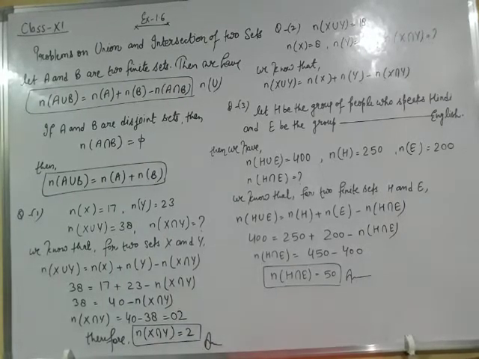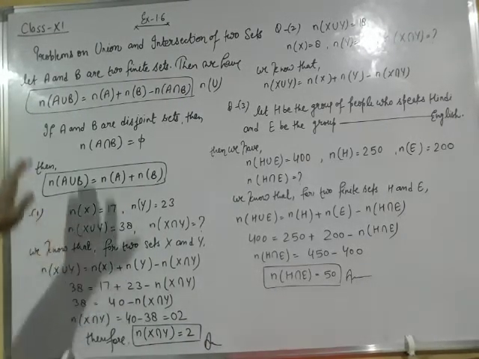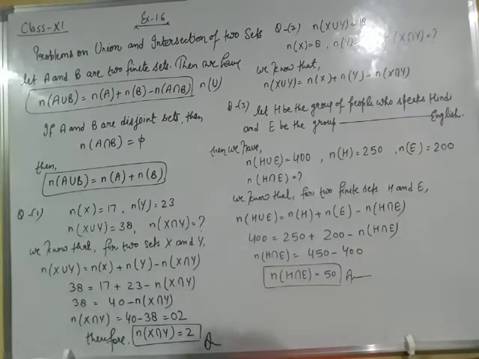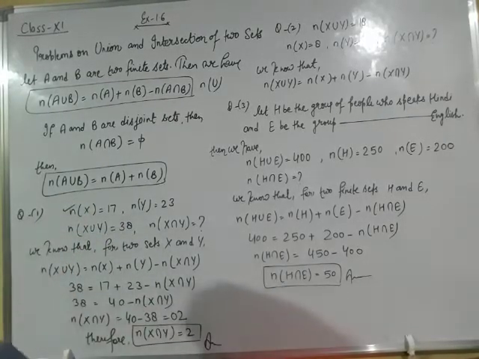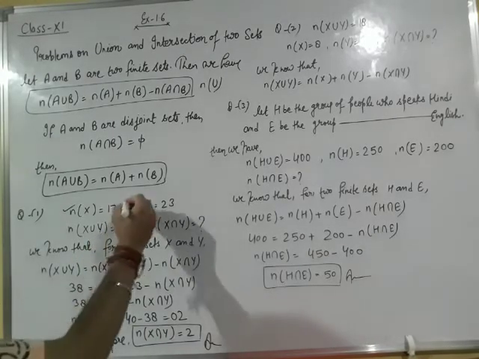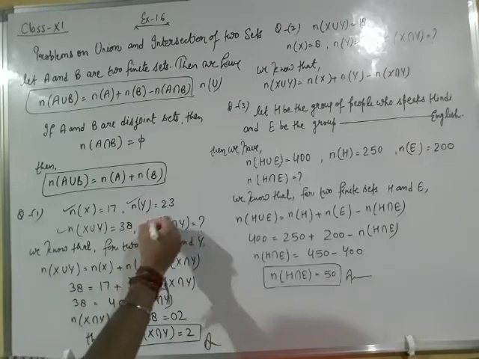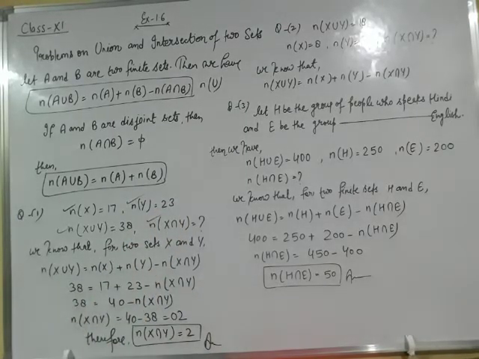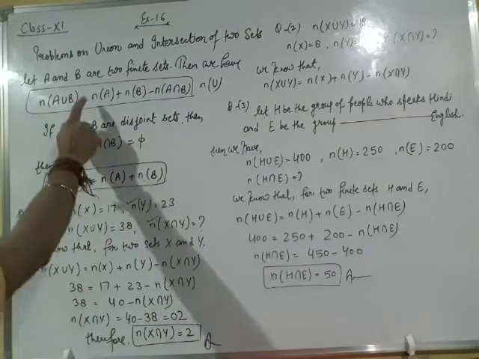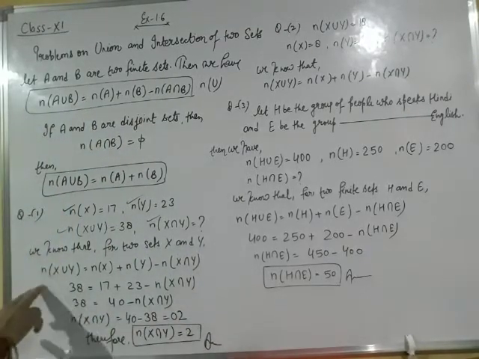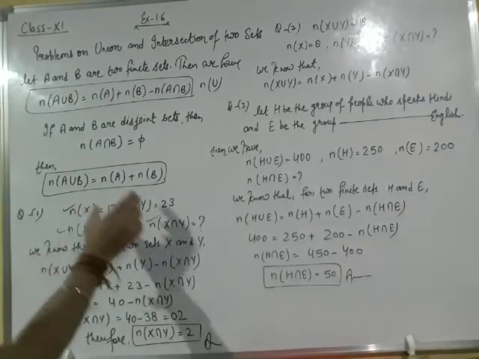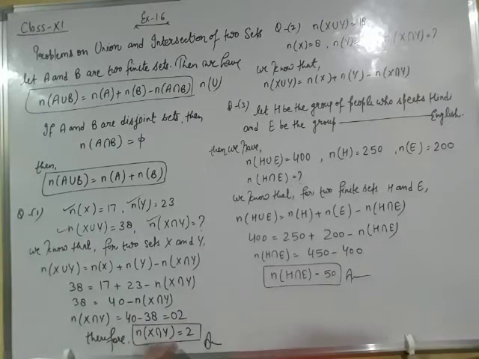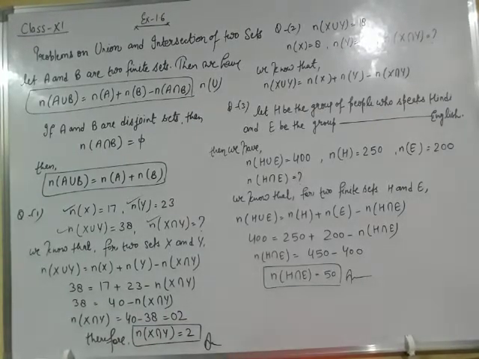So how do you get to know that you have to apply this formula here? Try to concentrate your mind on what is given to us and what is being asked. First part n(x), second part n(y), third part n(x union y), and we have to find the value of n(x intersection y). These 4 terms are present in this formula, so we will apply it. n(x union y) is equal to n(x) plus n(y) minus n(x intersection y). Put these values and find out the answer of n(x intersection y), that is equal to 2.